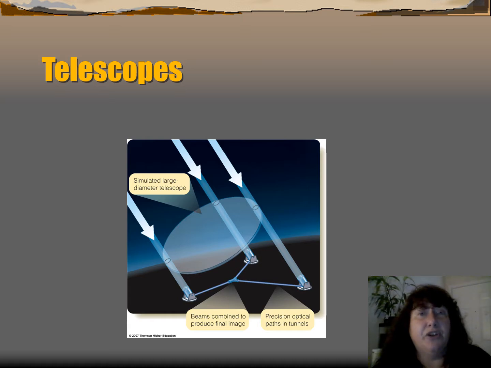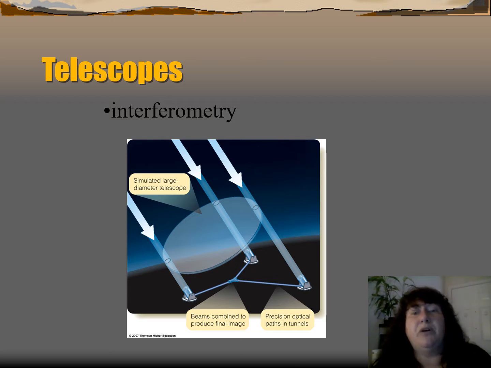Okay, another thing to do is you can also have what we call interferometry. So instead of having one huge large telescope, you could actually build 3 telescopes and look at the same object and add those 3 images together. And that would give you the effective diameter of the spacing between the 3 mirrors.